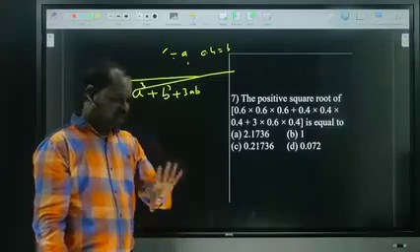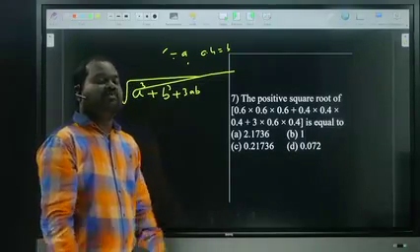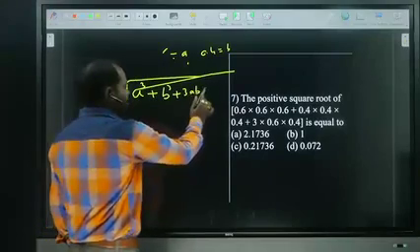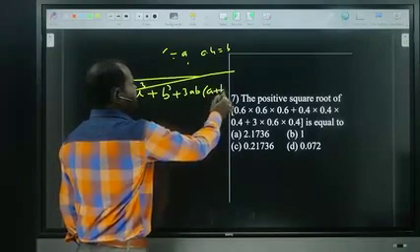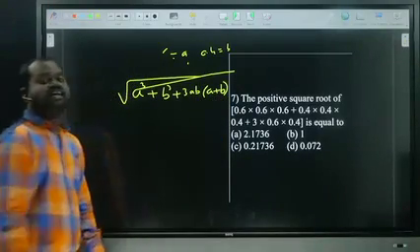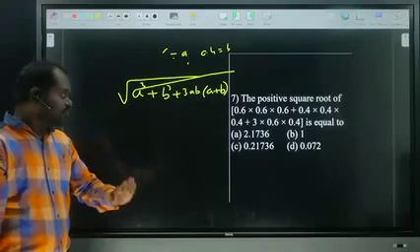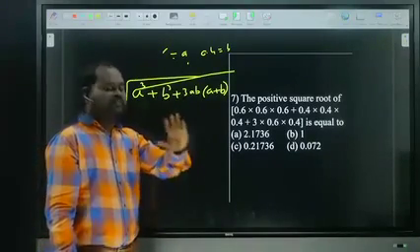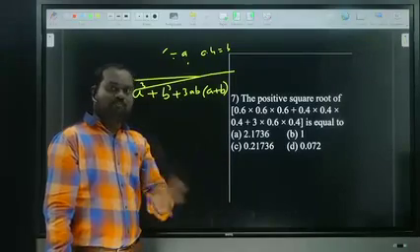Actually, there is no direct formula for A cube plus B cube plus 3AB, ma. The formula is there when it is 3AB into A plus B. If A plus B is beside it, then that is the formula of A plus B whole cube. Here A plus B is not there, but we can write it, ma.